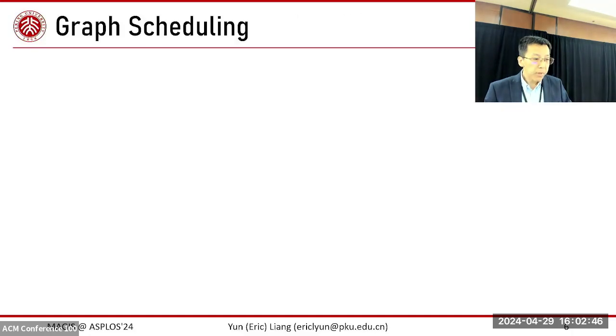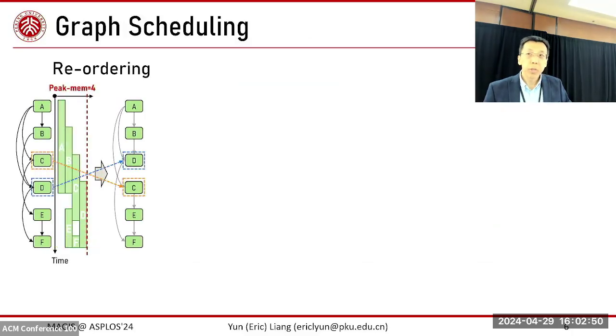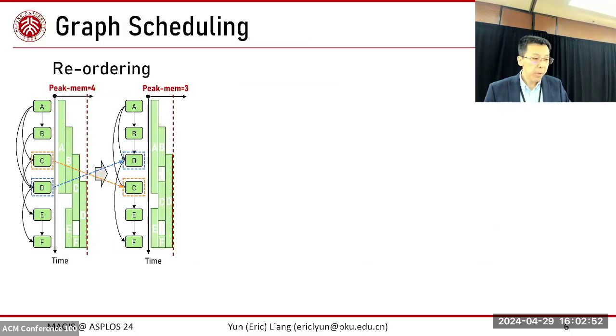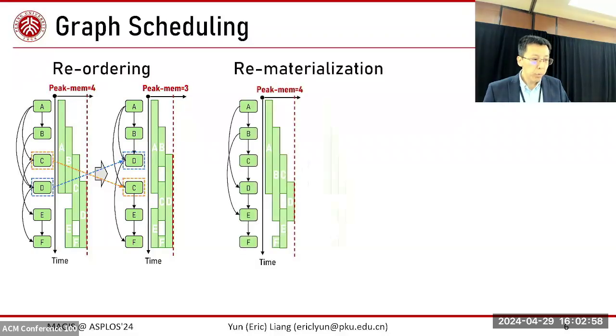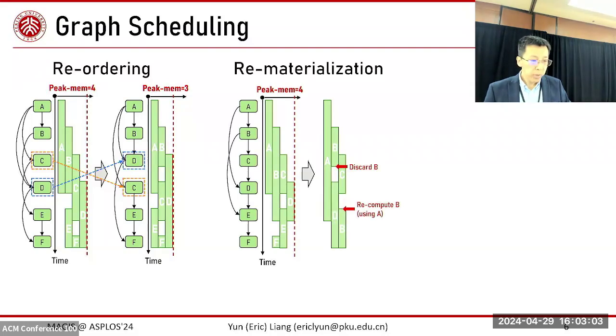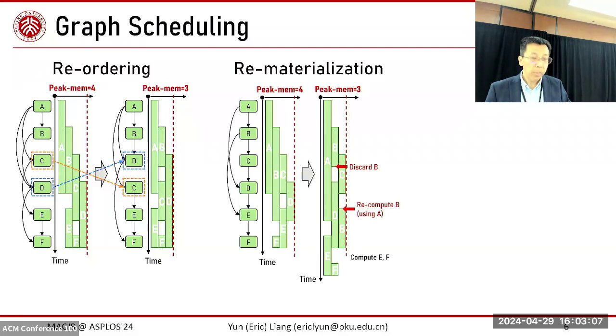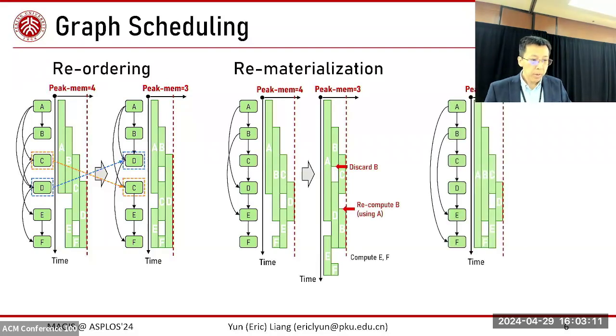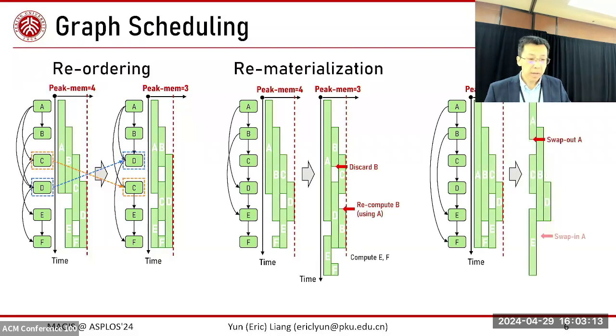For graph scheduling, there are different techniques. One is reordering, which tries to reduce the peak memory usage by permuting the computation sequence. Another technique is called rematerialization. It will discard the tensors in between and recompute them when needed, so this will also help to reduce the peak memory usage. The last one is called swapping. We will temporarily swap certain data out and swap the data in when needed.